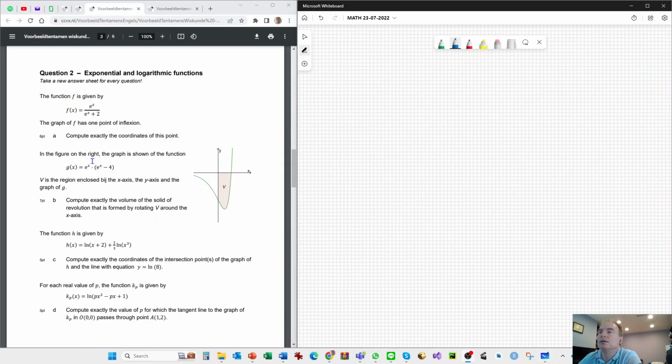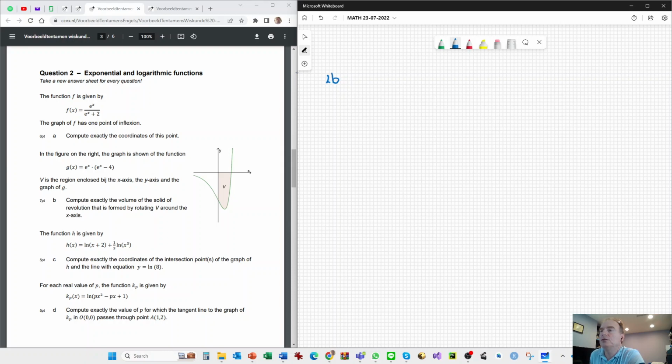Question 2b. We have this graph G and region V enclosed by the x-axis, the y-axis, and the graph of G. Compute exactly the volume of the solid of revolution that's formed by rotating V around the x-axis. Okay, so this is treated also in the materials as something you need to know. I won't go through it, but what do we need to know?